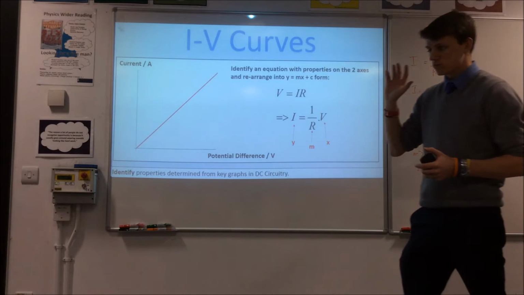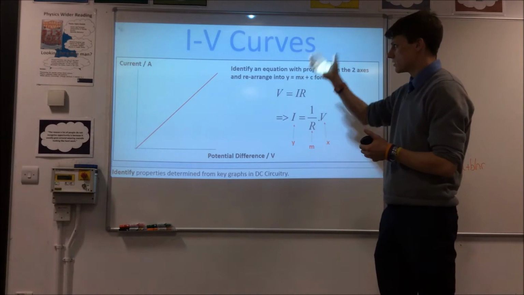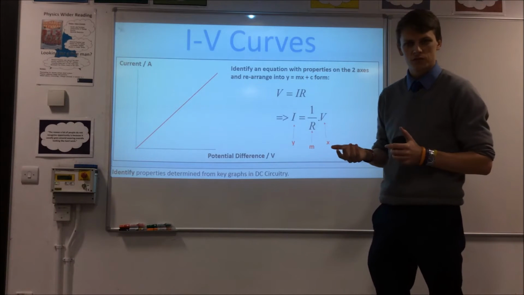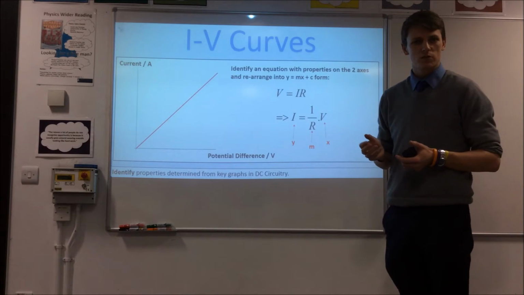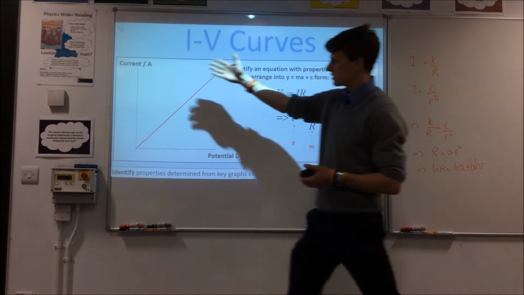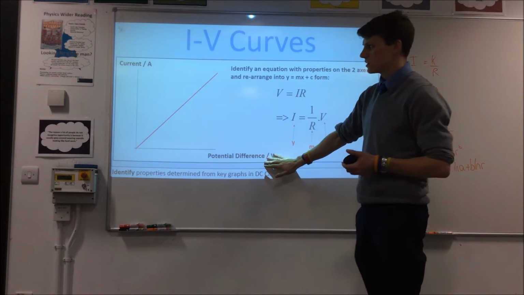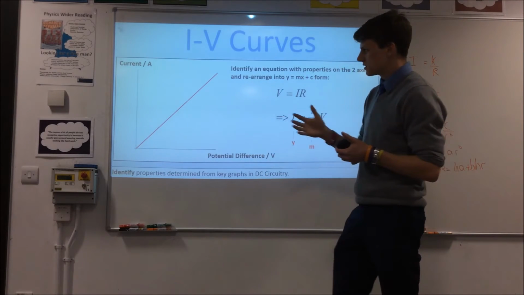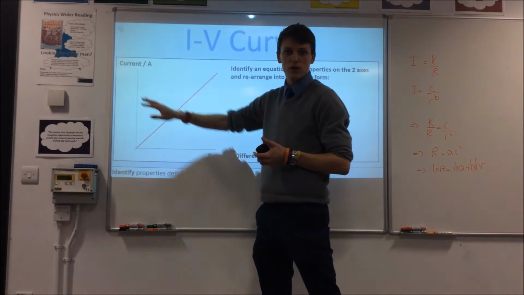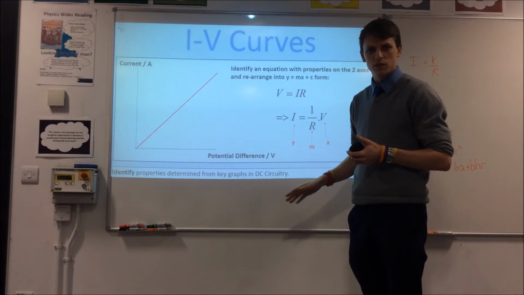Okay, so right at the start of electricity you'll come across these. They're called IV curves, IV graphs, or characteristic curves. What you have is current plotted against the potential difference. To be more specific, this is the current going through a component and the potential difference across that component.